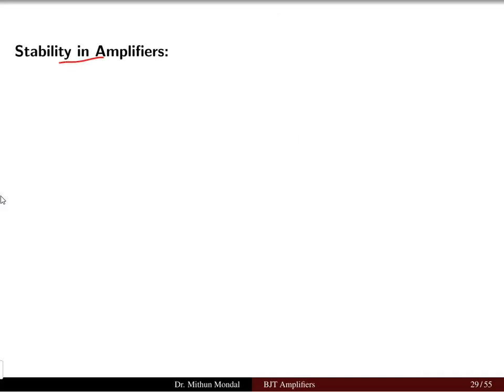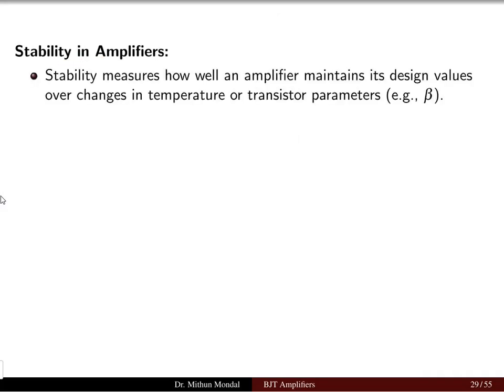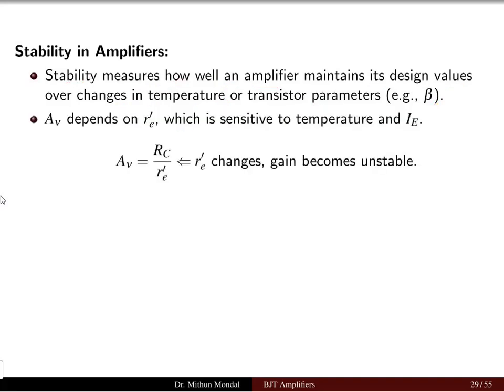So we need to know about stability in amplifiers. Stability is basically a measure of how well an amplifier maintains its design values over changes in temperature or the transistor parameters, for example beta. If there is a change in the transistor parameter or the temperature, then the amplifier will operate at different values and there will not be any stability. So stability has to be there.